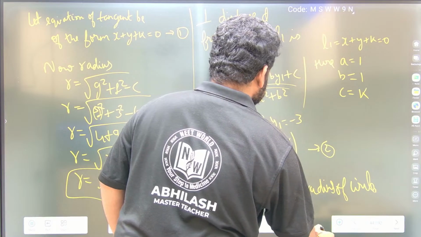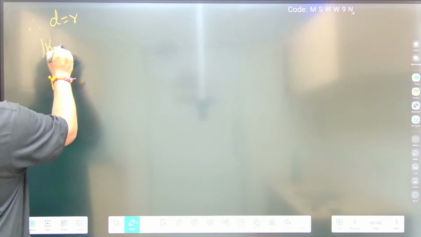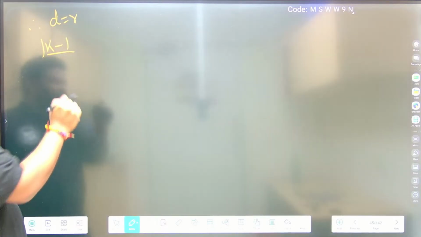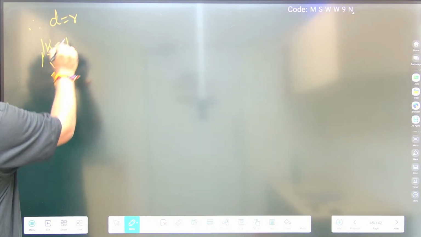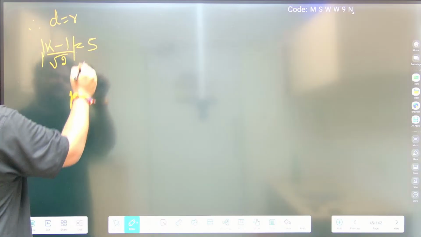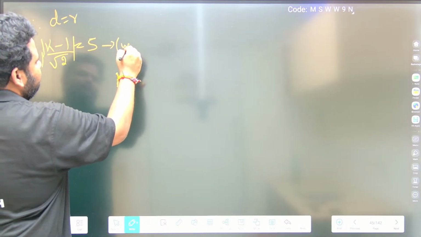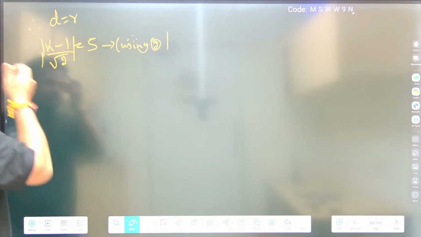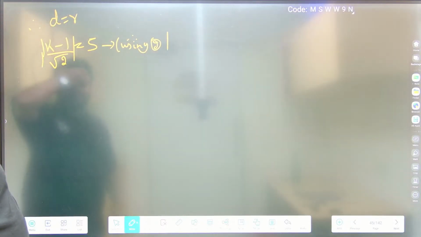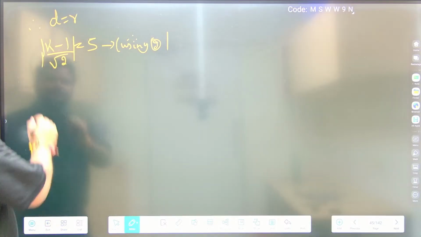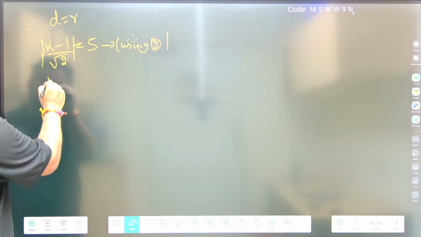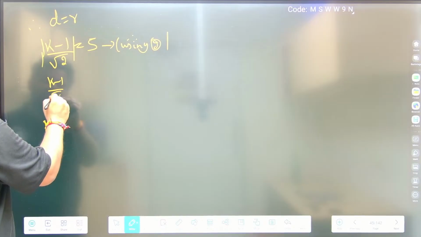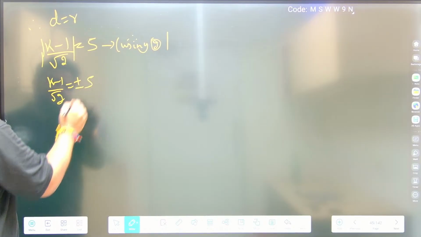2 minus 3 plus k, or I can write it as k minus 1. So modulus of k minus 1 by square root of 1 square plus 1 square, which is square root of 2, is equal to R. R is 5. Therefore using 2, now what will happen if I remove the modulus? K minus 1 is there. If I remove the modulus, this will become plus or minus 5. Now I'll write it as what?